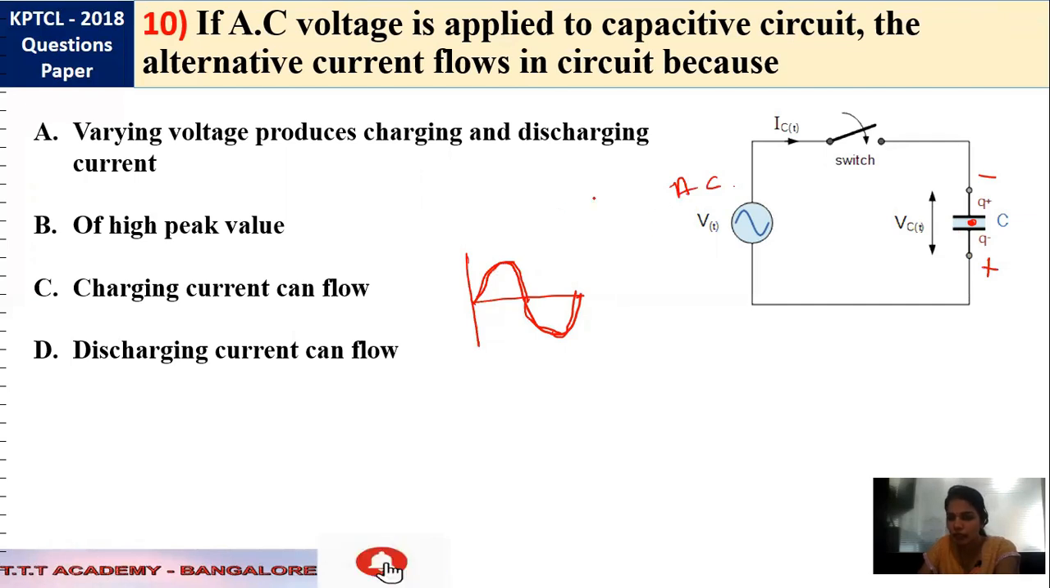So from this, what can we infer? The varying voltage produces charging and discharging current. If we apply the varying voltage to the capacitor, it will produce charging and discharging current. So the right answer is option A, varying voltage produces charging and discharging current.